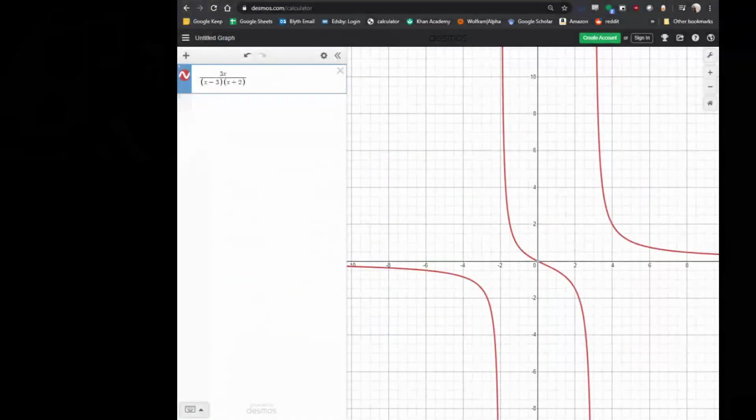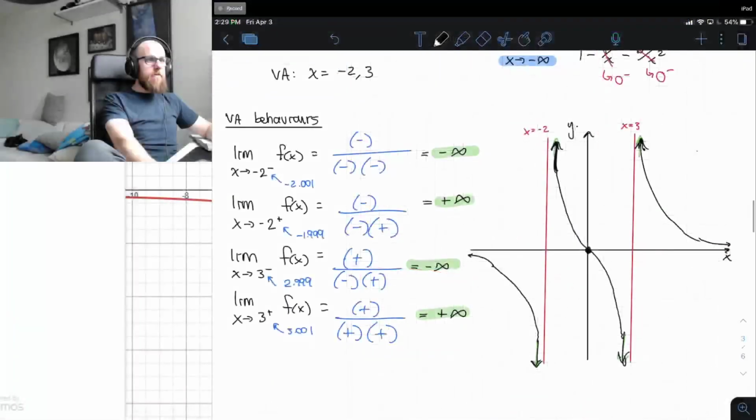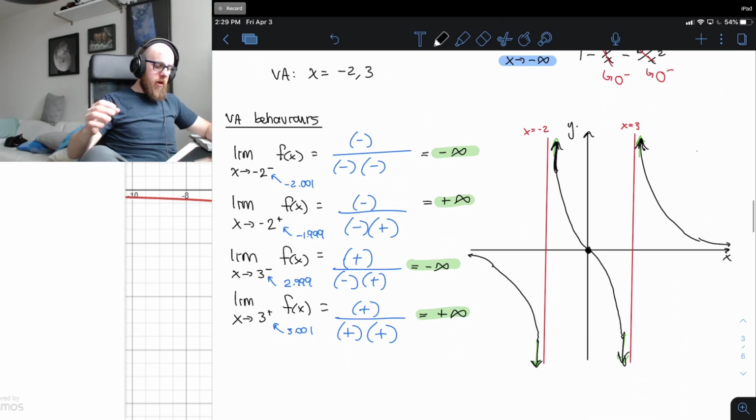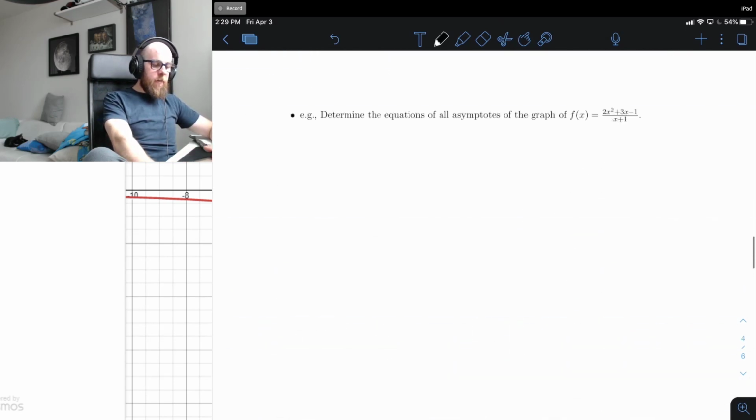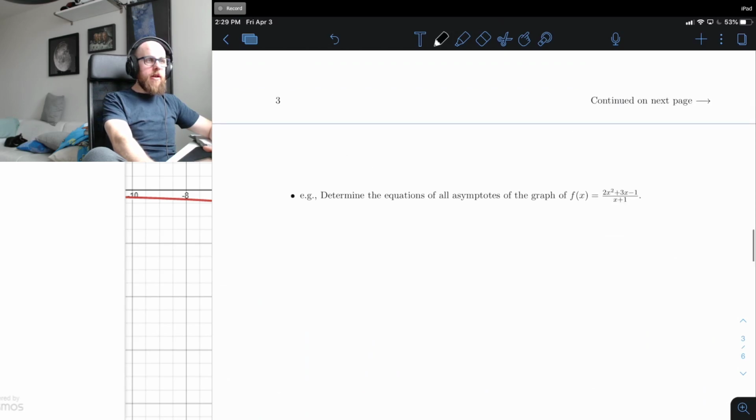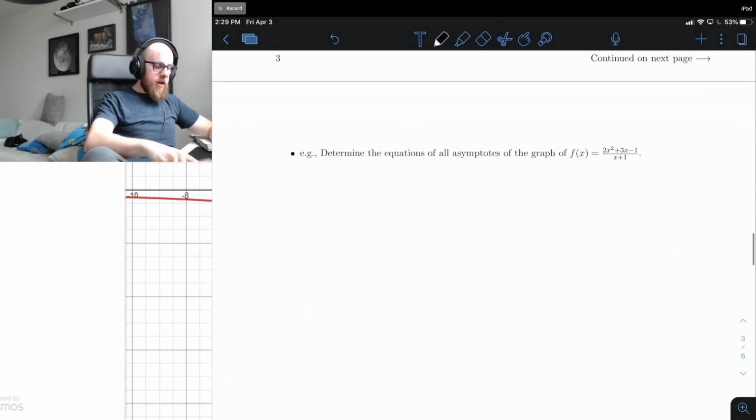Any questions about that? The curve sketching of this rational function? Are we doing pretty okay? Looks good. Cool. All good. Excellent. Okay. I think I just have one more example here, and then that's it for today.